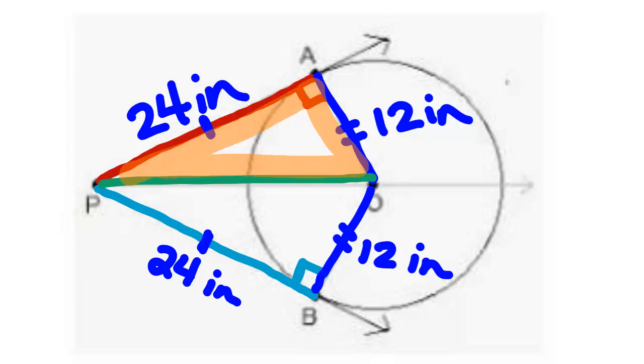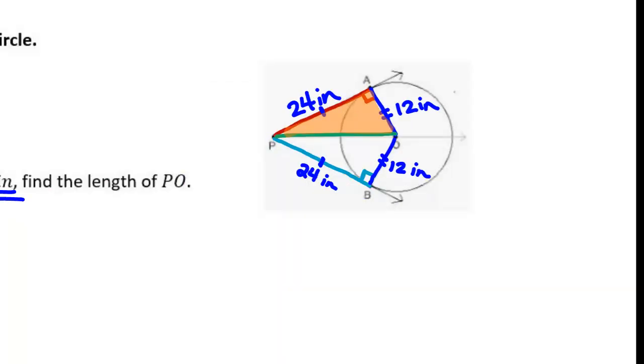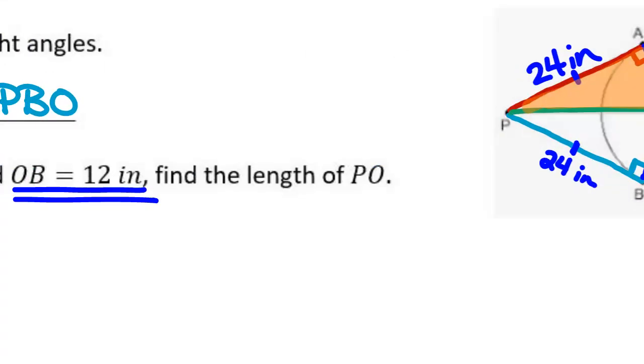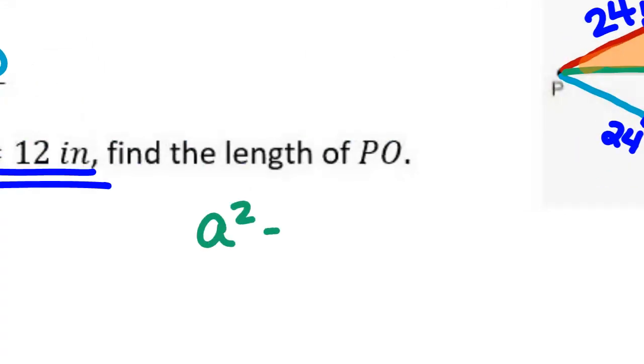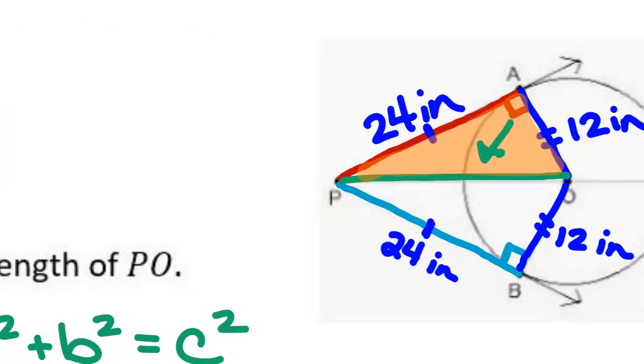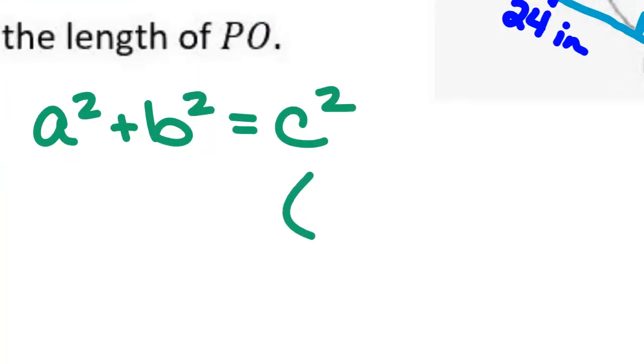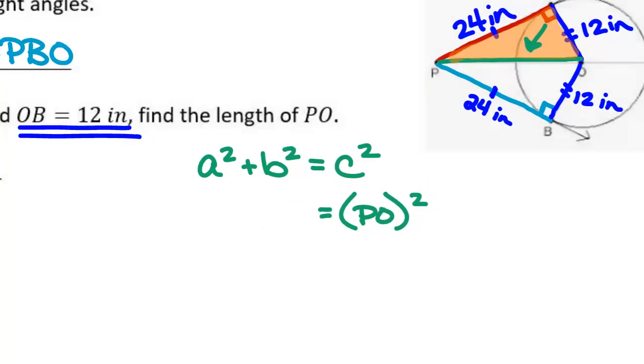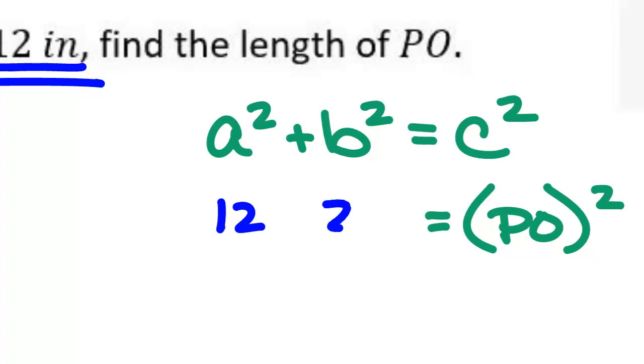What did we just make right here? Right triangle. How do we find a missing side on a right triangle? Pythagorean theorem. A squared plus B squared equals C squared. C has to be my hypotenuse. What's the hypotenuse of that right triangle? PO. It's opposite my right angle. So I'm going to put PO in the place of C. That means 12 and 24 have to go in for A and B. Order doesn't matter.